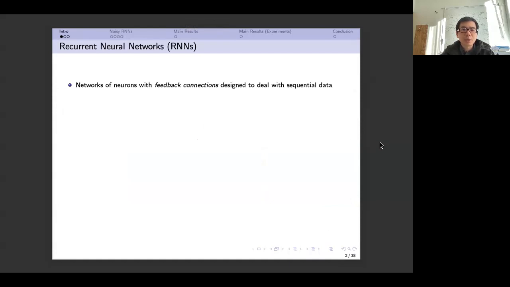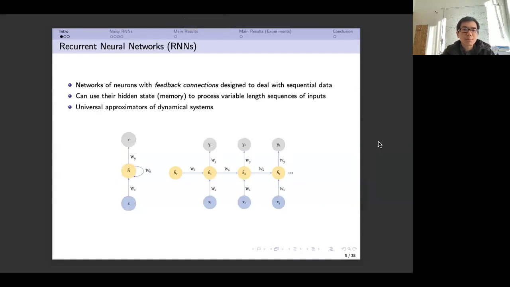At a high level, RNNs are networks of neurons with feedback connections, specially designed to deal with sequential data. They can use their hidden states to process variable length sequences of inputs. It has been shown that they are universal approximators of dynamical systems.